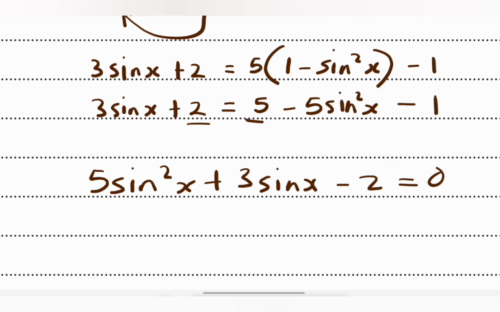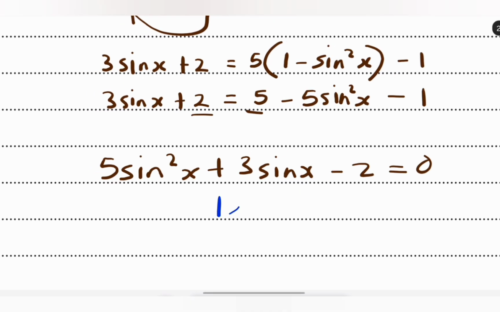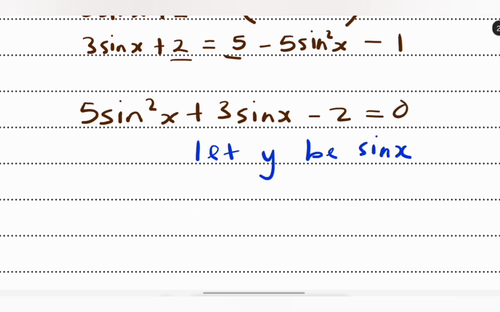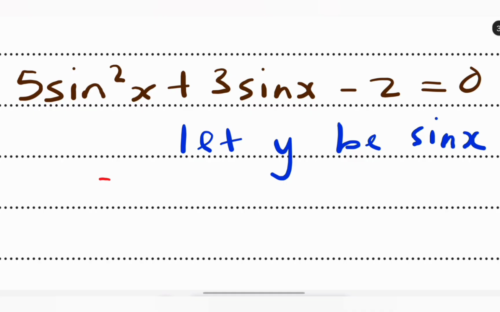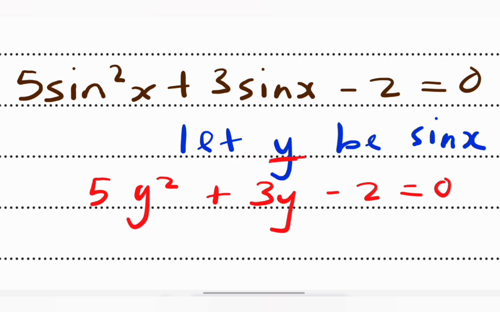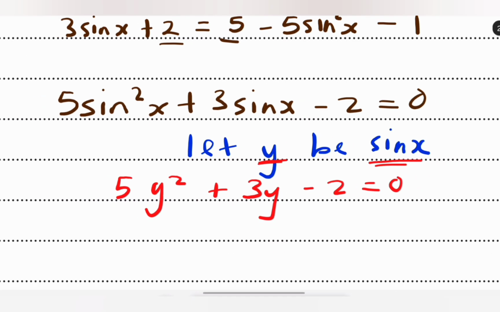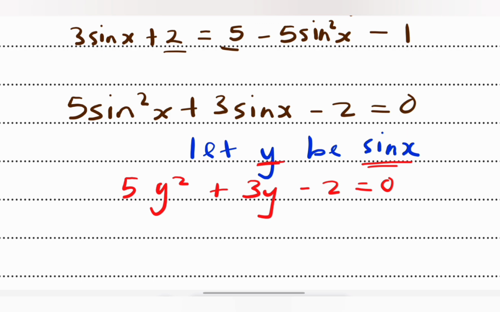Now with something like this, we can say let y be sine x, like that. And from there, we say 5y squared plus 3y minus 2 is equal to 0. y is now standing in for sine x. Then with this, we can just solve it either using factorization or the quadratic formula. But looking at this, 5 times 2, that's 10, we can go ahead and use factorization.